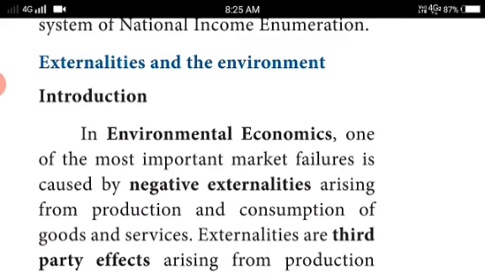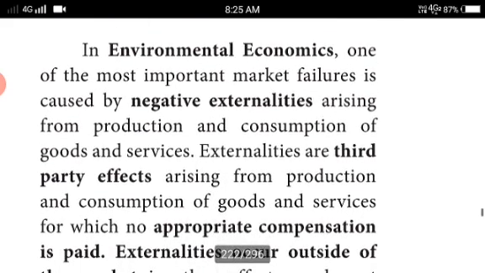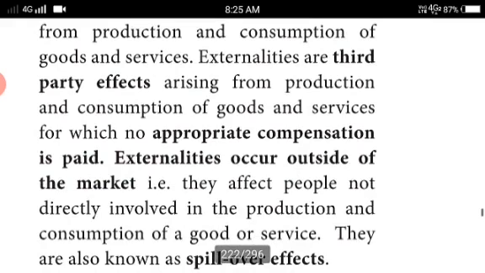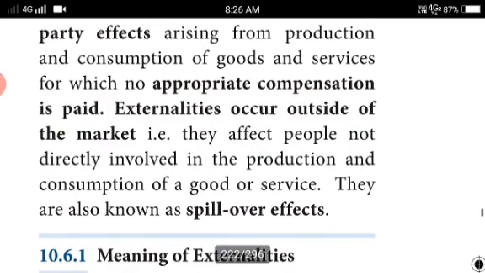What are externalities? In environmental economics, one of the most important market failures is caused by negative externalities arising from production and consumption of goods and services. Externalities are third party effects arising from production and consumption for which no appropriate compensation is paid. Externalities occur outside of the market. They affect people not directly involved in the production and consumption process of goods and services. They are also known as spillover effects.